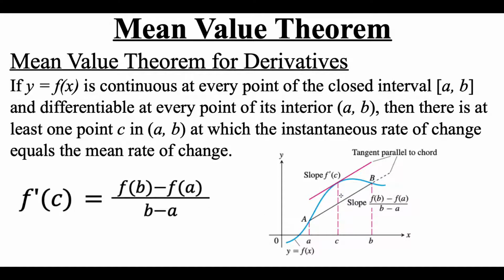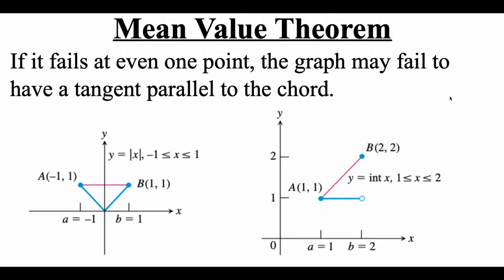And visually what's happening in here, we've got this chord running between points A and B. Somewhere on that curve on the inside, there has to be some C point where the slope of that tangent line, where the derivative, is equal to the slope of this chord running between those A and B values. Now, if the mean value theorem fails at even one point, then the graph itself might fail to have a tangent that's parallel to that chord.